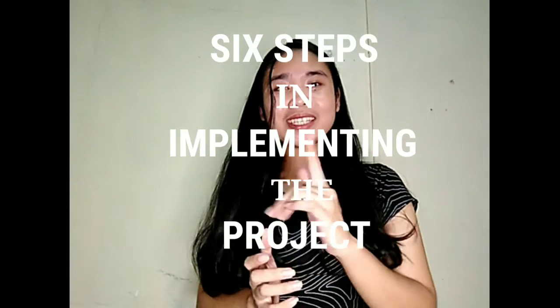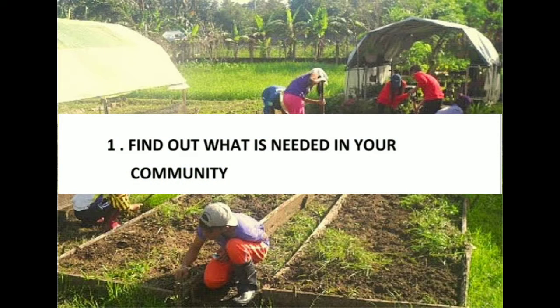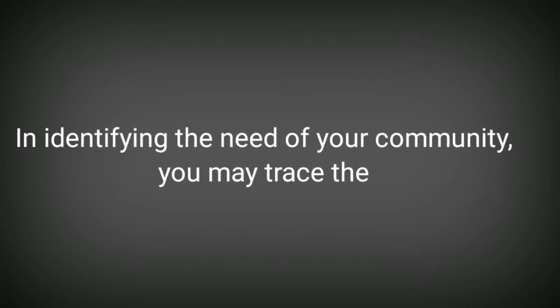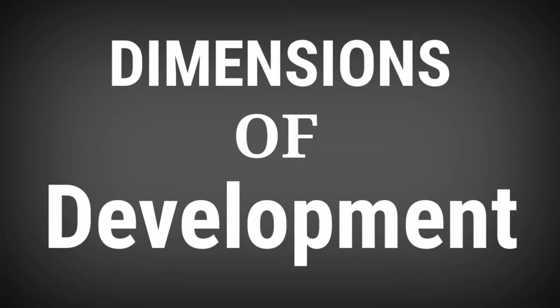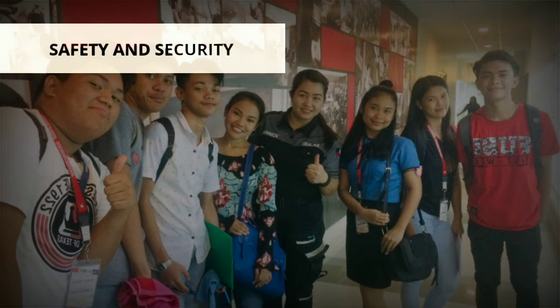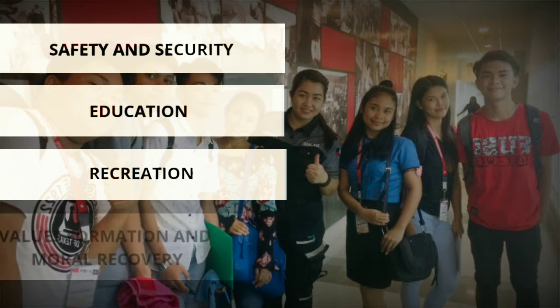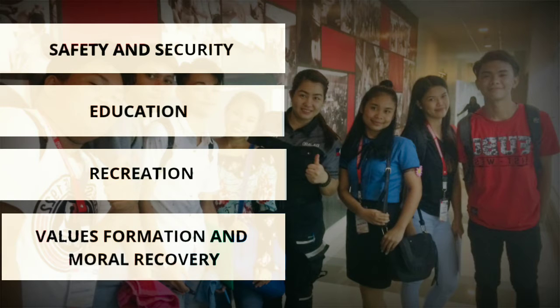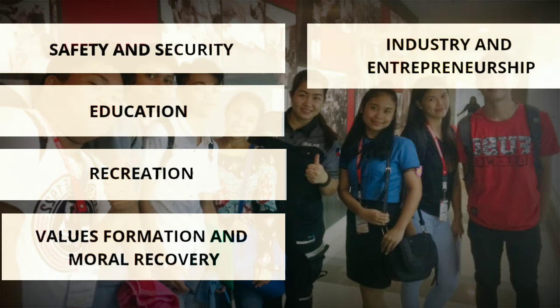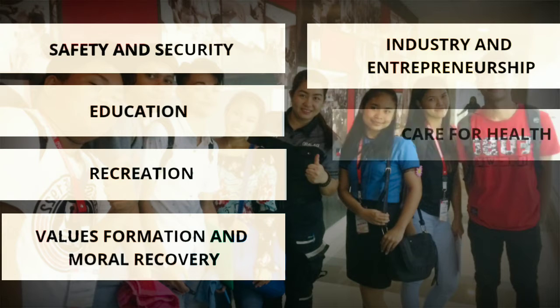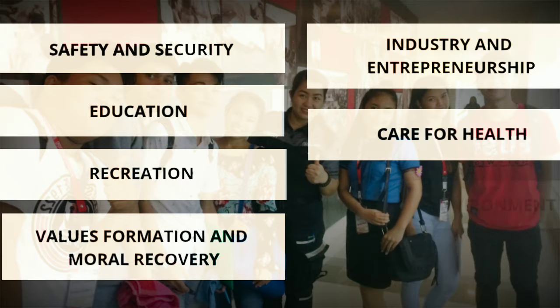So at this juncture, eyes on screen because I am going to show you the 6 steps in implementing the project. Number 1. Find out what is needed in your community. In identifying the needs of your community, you may trace the dimensions of development: safety and security, education, recreation, values formation and moral recovery, industry and entrepreneurship, care for health, and lastly, environment.